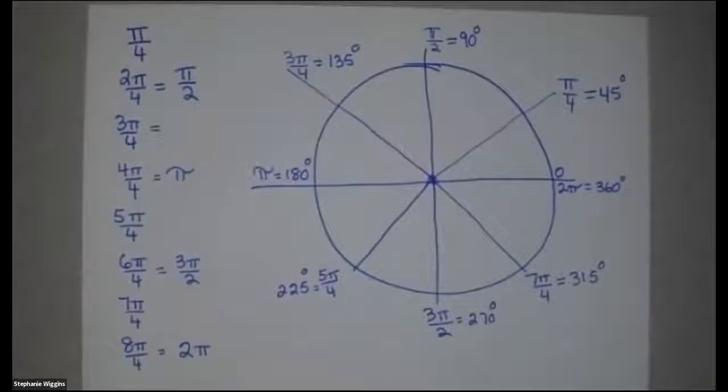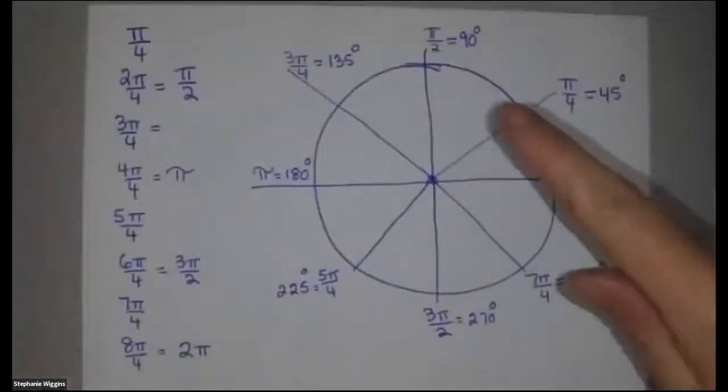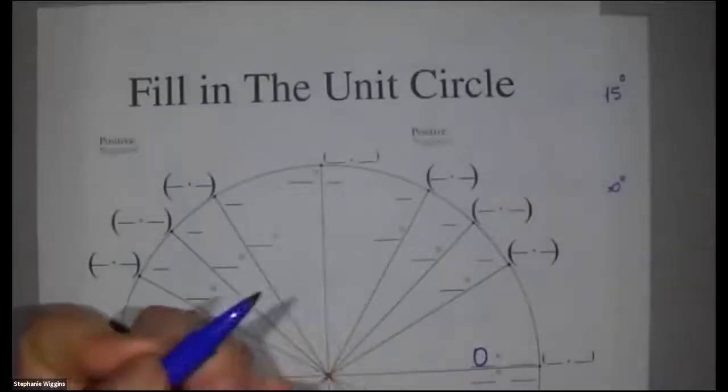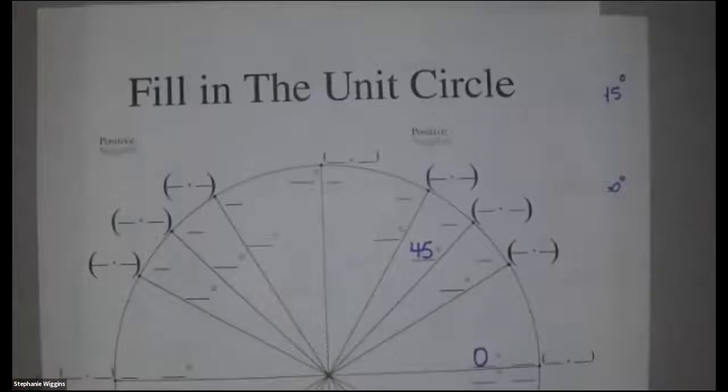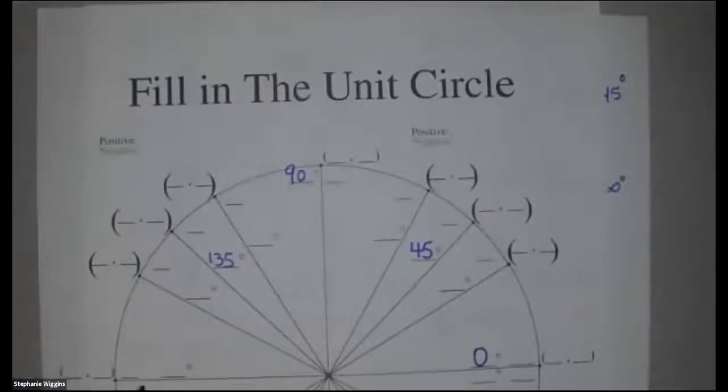So going back to our chart, if you want to do this on your own for practice, you can. But going back to my chart, I'm going to take all these things and fill them in here. So 0 degrees, 45 degrees. This one is 90 degrees, 135. This is 180. This is 225, 270, 315, and of course 360.